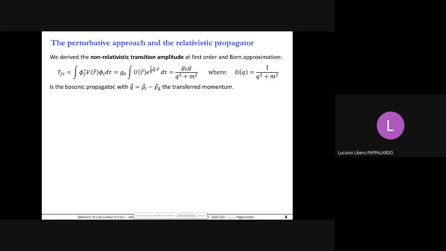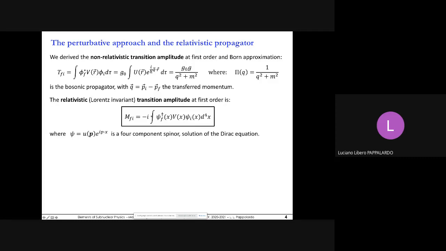Of course, now we want to discuss relativistic processes. So we need to translate this into a Lorentz invariant language. We will not do the passages, we will not do the algebra, but essentially the procedure is the same. And at the end, you will end up with this kind of transition matrix element, where now psi_i, psi_f are spinors, so they are solutions of the Dirac equation, and of course the integral is in the four-dimensional space-time coordinates.